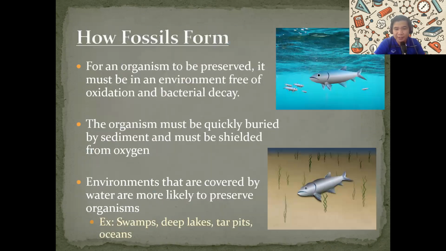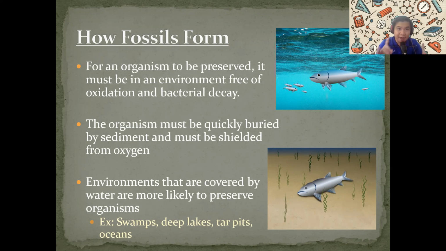Okay, how are fossils formed? For an organism to be preserved, it must be in an environment free of oxidation and bacterial decay. The organism must be quickly buried by sediment and must be shielded from oxygen. Environments that are covered by water are more likely to preserve organisms. Okay, so first things first. In order for the fossil to be preserved, there must not be a lot of bacteria, and there must not be a lot of oxygen.